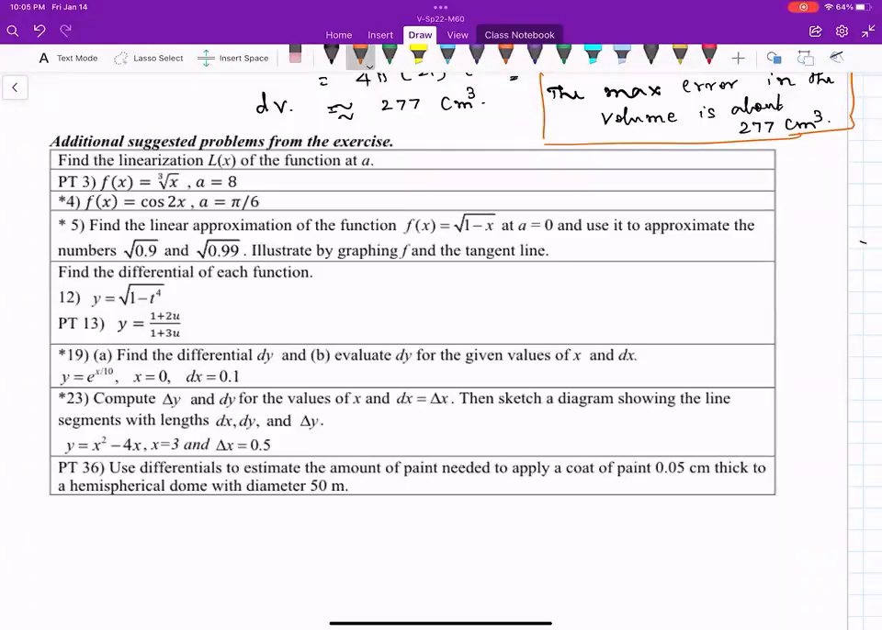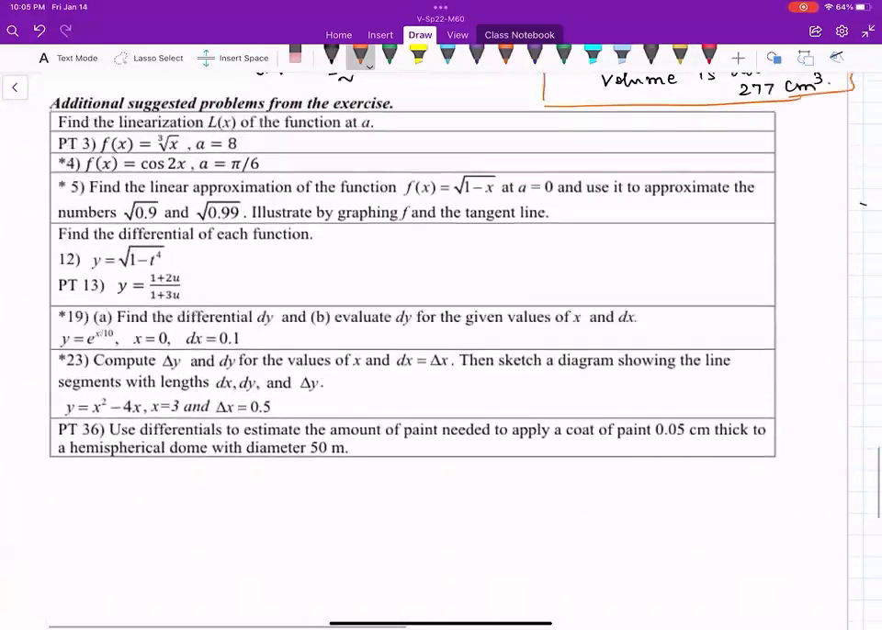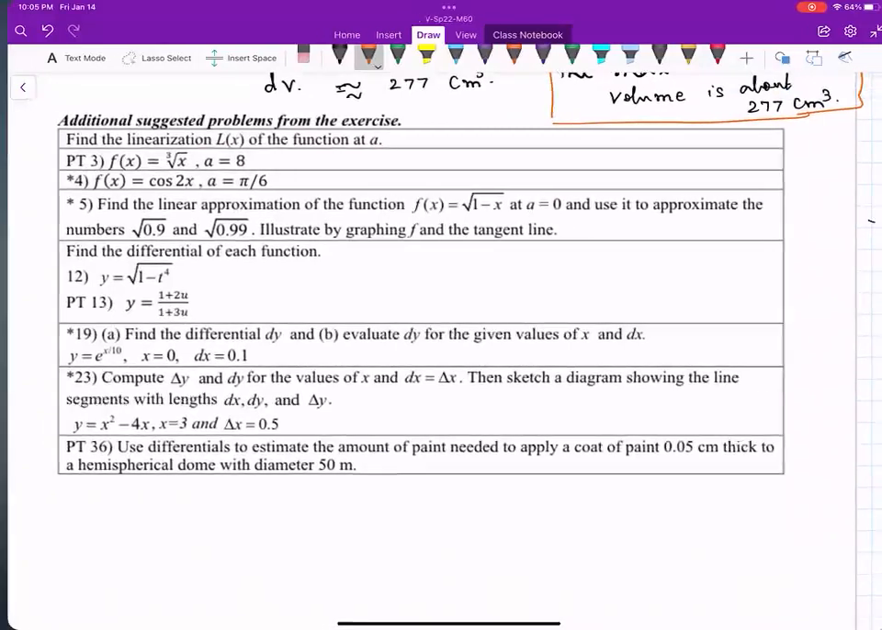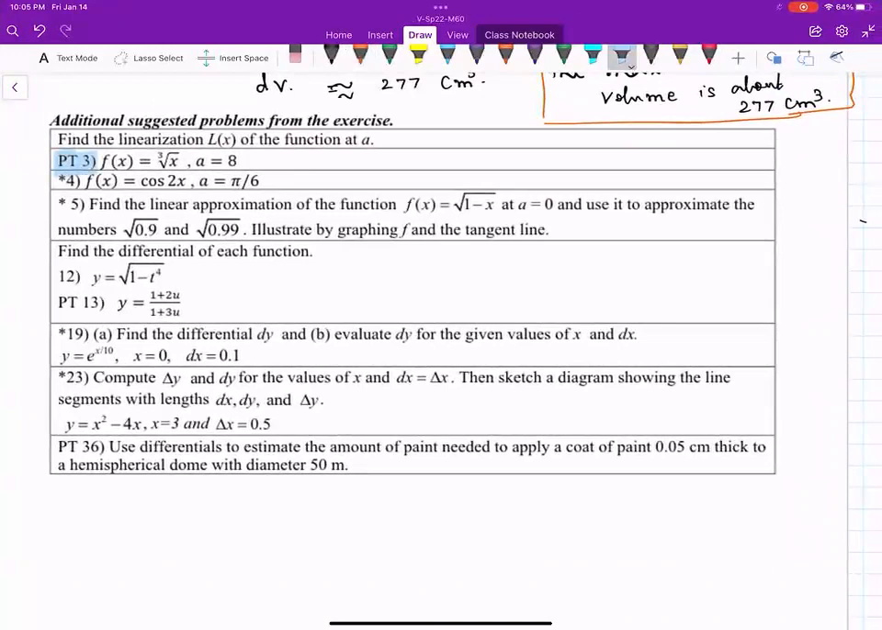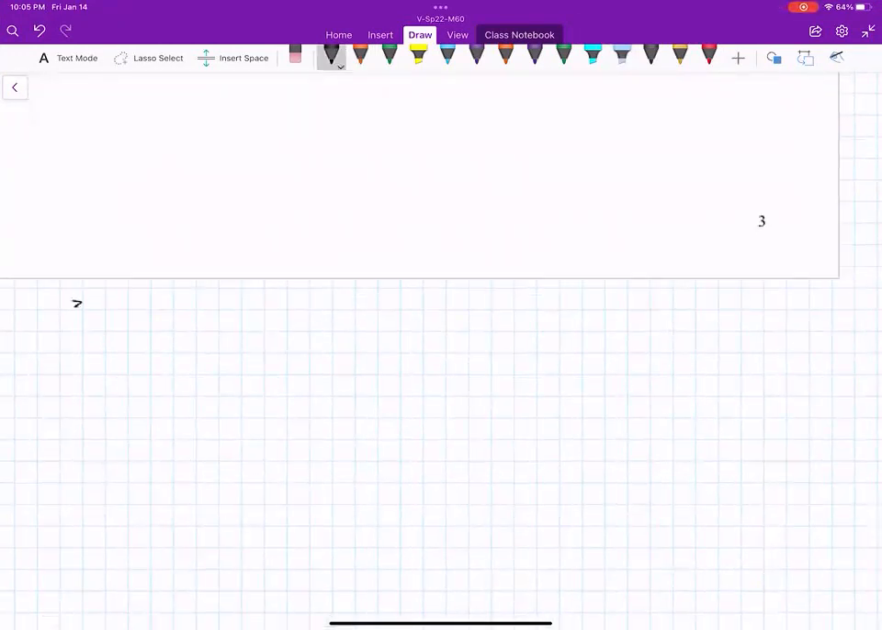Let's do a couple of problems from the additional suggested problems. So it's a good practice to try all of them. Let's try number 3. F of x equal to cube root of x at a equal to 8. What is asked is the linearization L of x of the function at a. So let's write down what linearization is. This is problem number 3. This is also on the practice exam. So this is given to be f of x equal to cube root of x at a equal to 8.